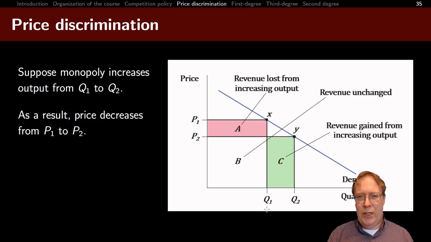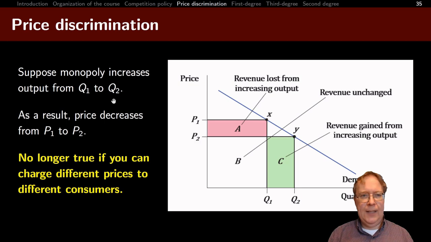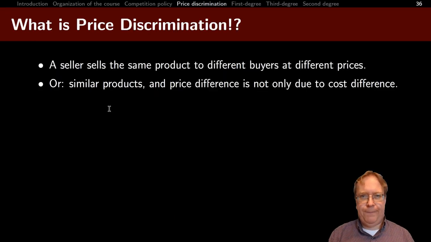If you want to increase your sales from Q1 to Q2, then this will be your additional revenue from selling more stuff. But in order to get those extra sales, you have to lower your price from P1 to P2. So you lose some revenue here from the people that were already buying from you. And of course, that is no longer true if you can charge different prices to different consumers.